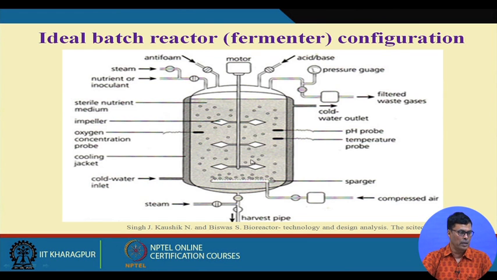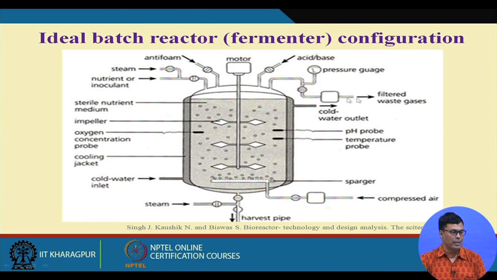Then we have other arrangements. You can see here in the fermenter the sparger, which is a very important thing that we have. We pass the compressed air, and there should be a sparger here. We also have a jacketed system for passing hot and cold liquid to maintain the temperature inside the reactor. The stirring also helps in maintaining the temperature inside the reactor. Then the air that we pass is usually sterilized air. It should not contain any kind of contaminants.